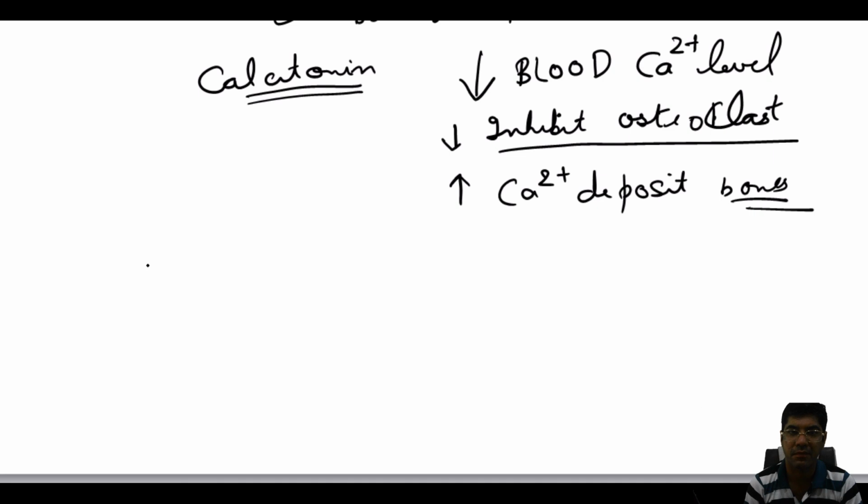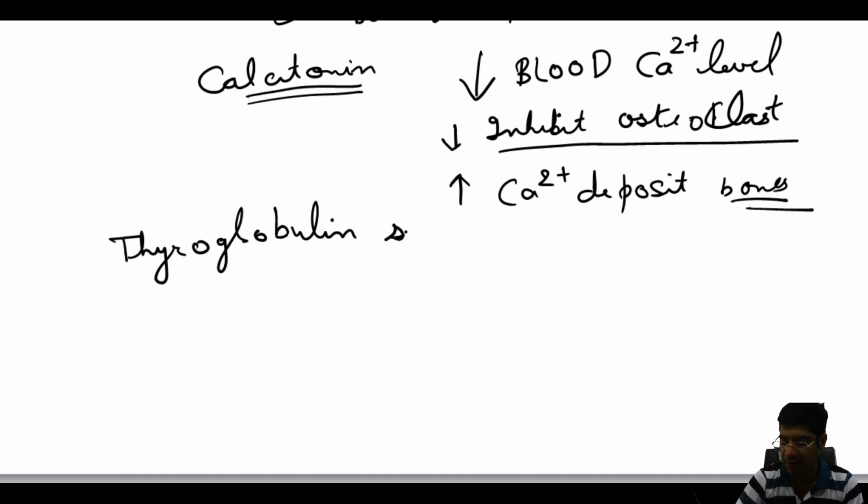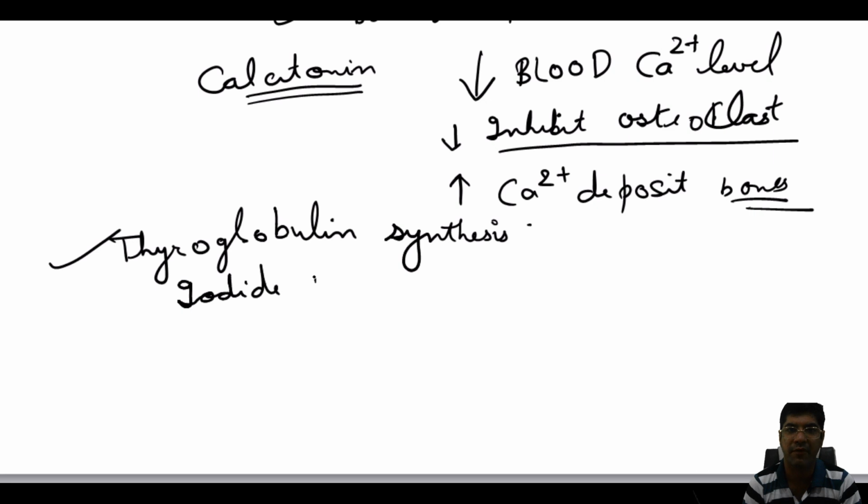The synthesis of thyroid hormone occurs in five stages. The first is thyroglobulin synthesis. Thyroglobulin is a large glycoprotein that is synthesized in the endoplasmic reticulum and Golgi apparatus of the follicular cells in the thyroid gland. After synthesis, thyroglobulin is stored in the follicular cells of the thyroid gland.